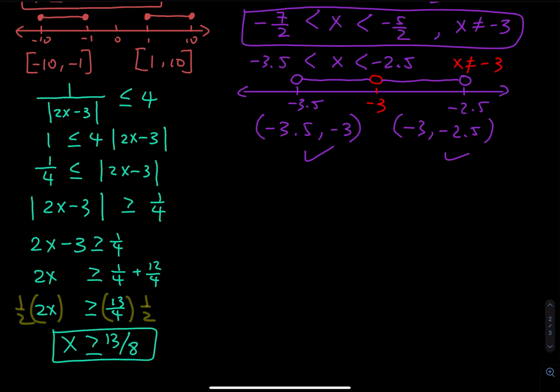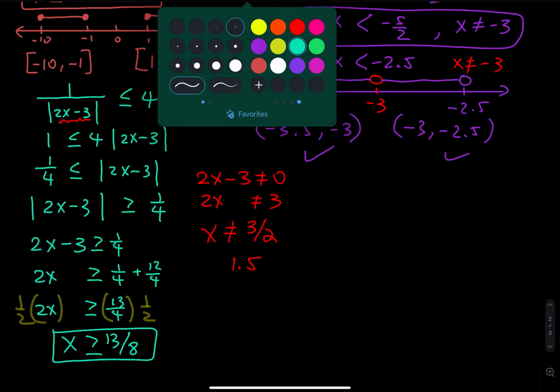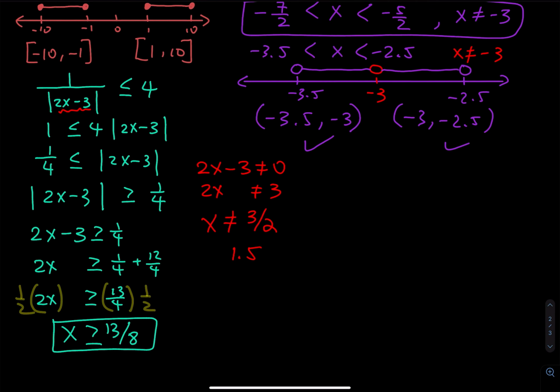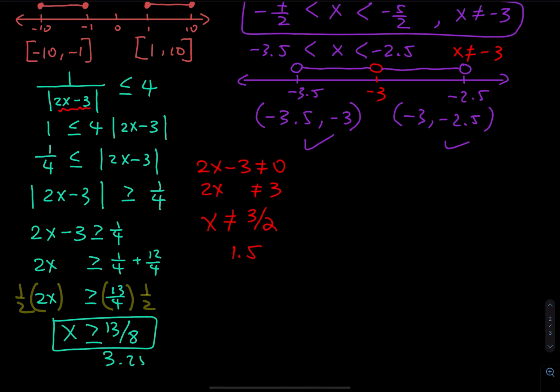13 over 8. Okay, so before we move on to the second part, do you see that I missed something extremely important? Yeah, right, the red. Do you see the denominator here? The 2x minus 3 cannot equal 0, and then 2x cannot equal 3, and then you have x cannot equal 3 over 2. So 3 over 2 is approximately 1.5. And the 13 over 8, this one you don't need to approximate. The 13 over 8 is 3.25.